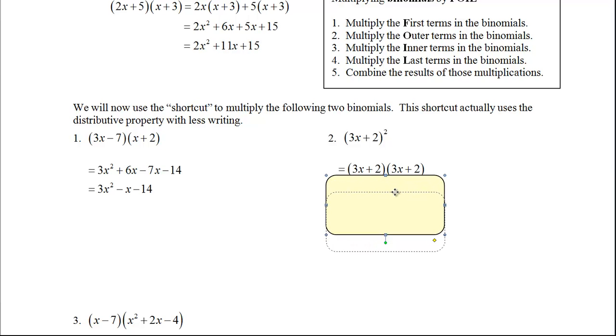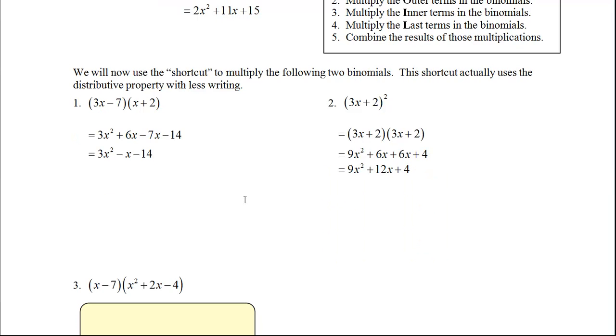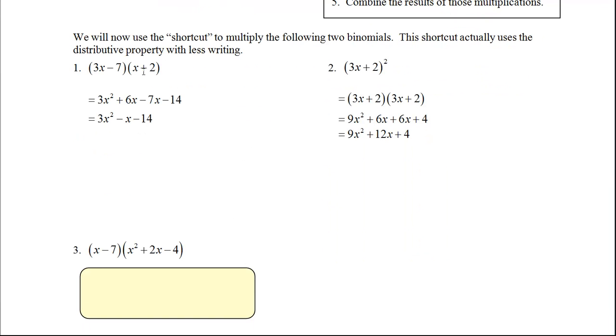Please pause me. And if you do, go ahead and combine like terms, and you should end up with that. So I've got a binomial times a binomial, same thing here.